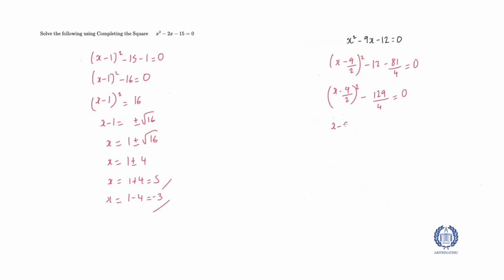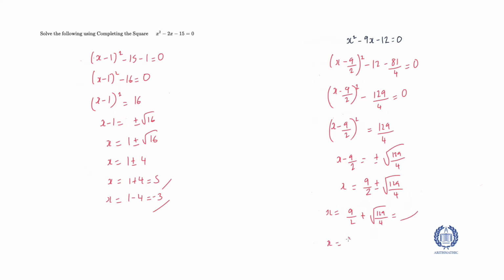So that means you're going to have (x − 9/2) squared. Move the 129 over 4 to the other side, becomes positive. Get rid of the square again. So that's going to be plus and minus the square root of 129 over 4. And then x is equal to 9 over 2 plus and minus the square root of 129 over 4. And then you have two answers, right? x equals 9 over 2 plus the square root of 129 over 4. And the other one is x equals 9 over 2 minus the square root of 129 over 4. And that should give you the other answer.